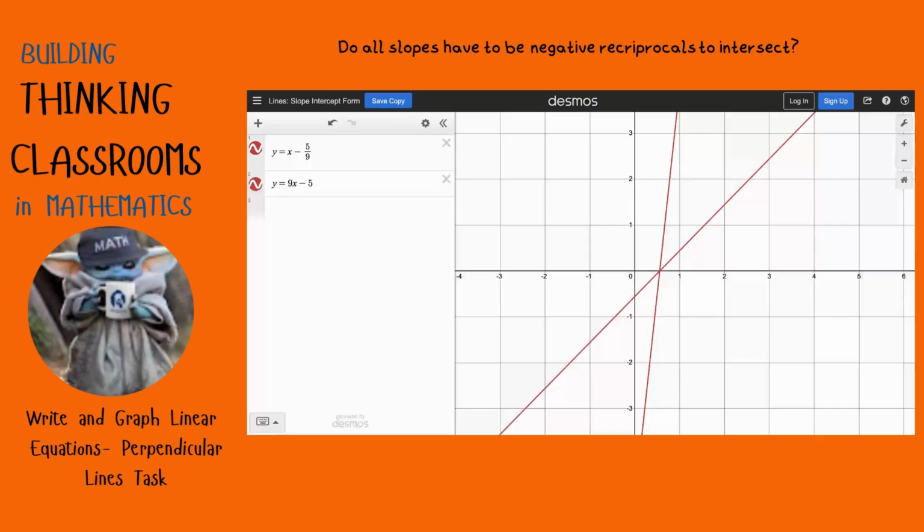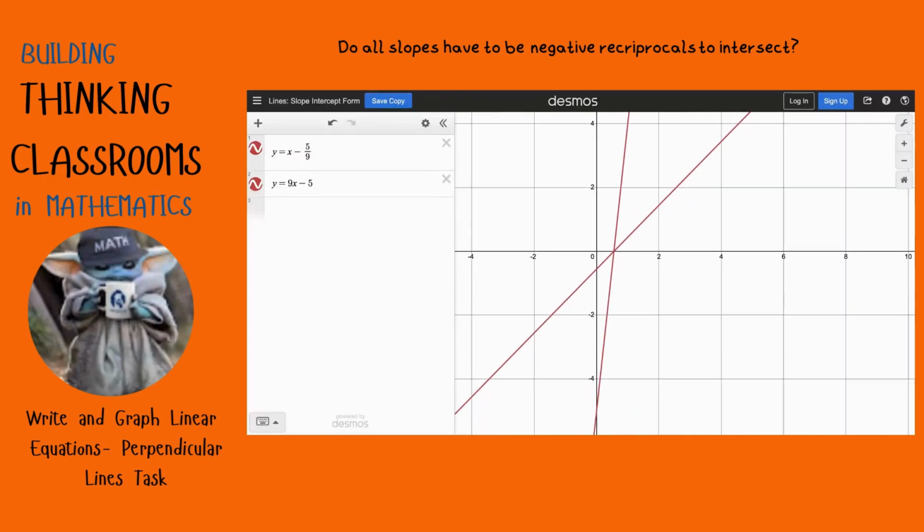One misconception that we ran into was students thinking that every line that intersects another line, their slopes have to be negative reciprocals of each other. That was something we ran into the first time we went through this and realized that we needed to make sure we touched on that in our consolidation piece.